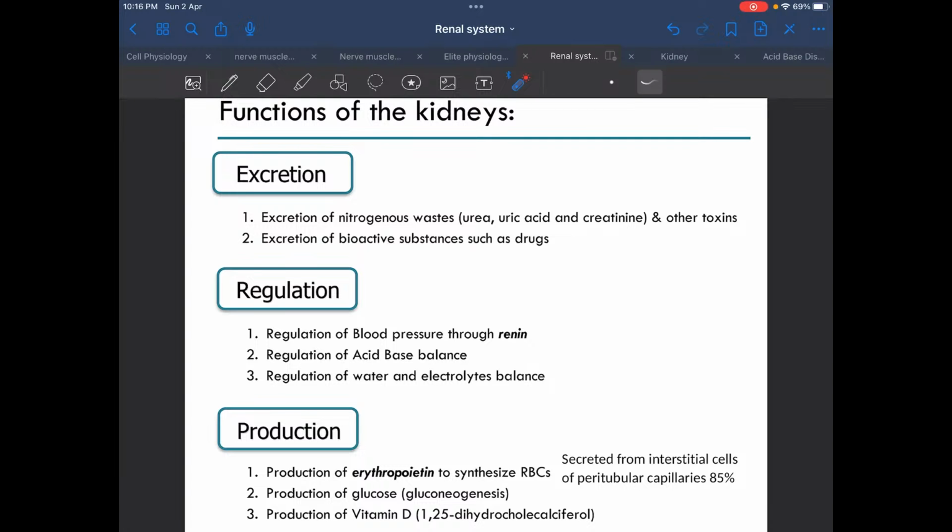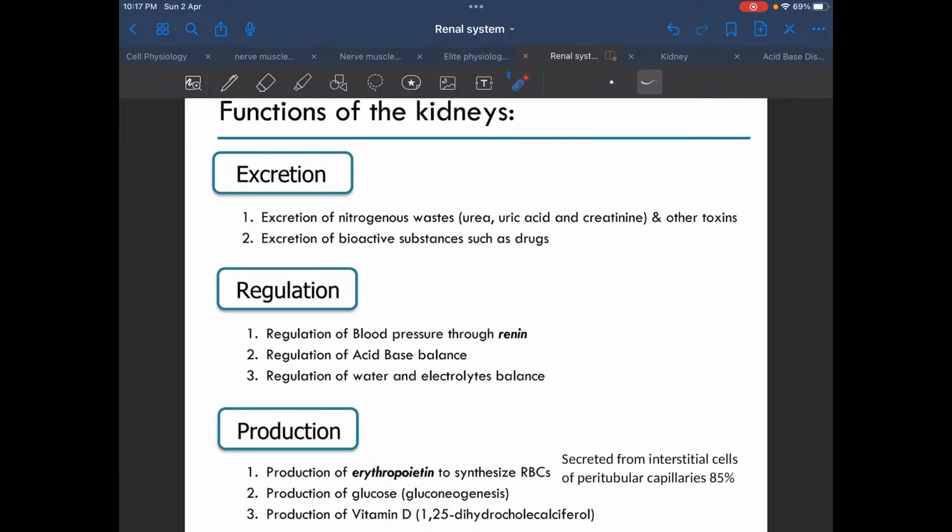It produces erythropoietin. And a very favorite MCQ: where is the erythropoietin secreted from? It is secreted from the interstitial cells of the peritubular capillaries, which we just saw. So we have production of erythropoietin, which works on the RBC precursors, and that leads to increased synthesis of RBCs.